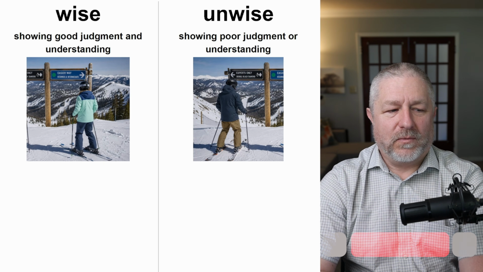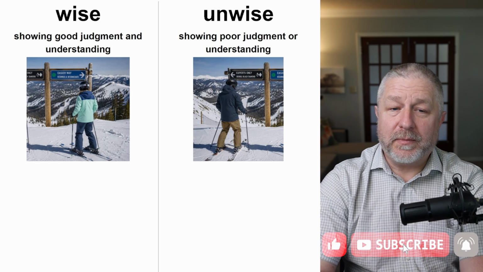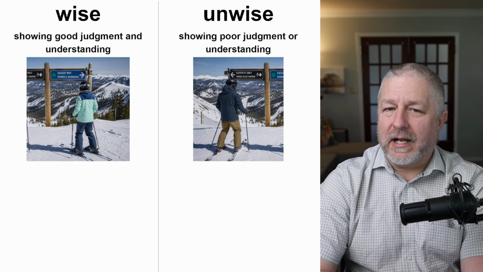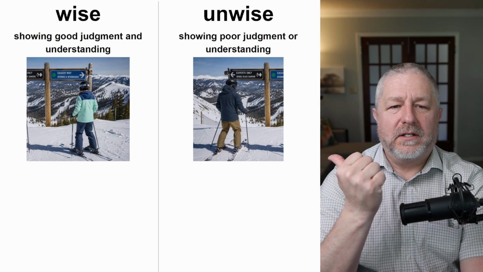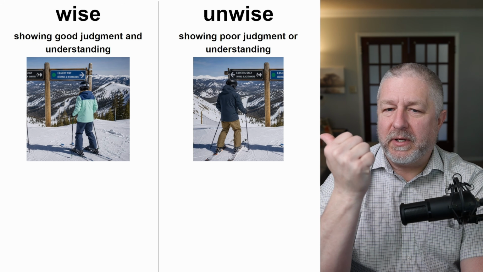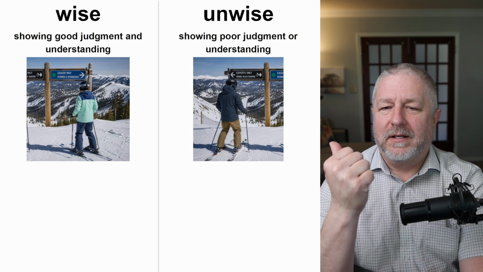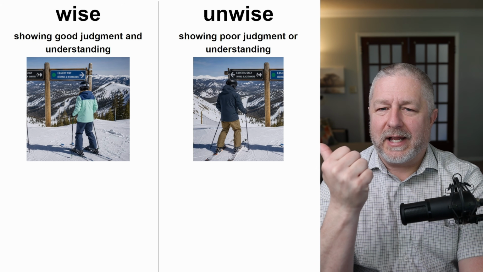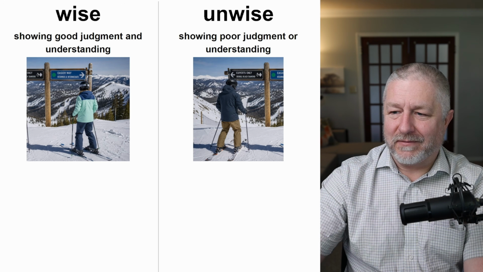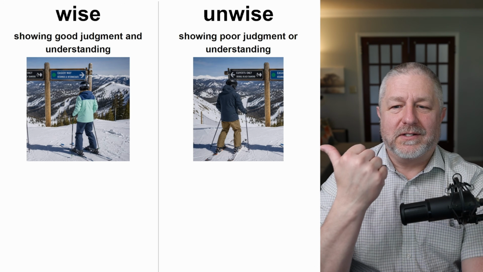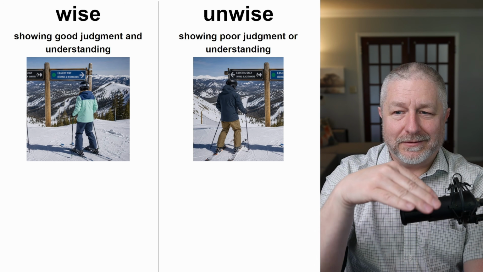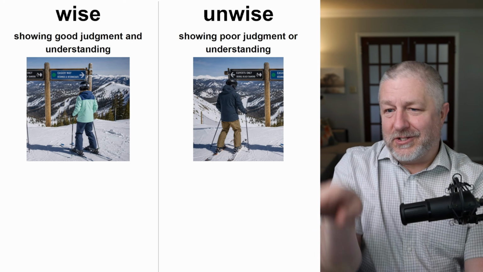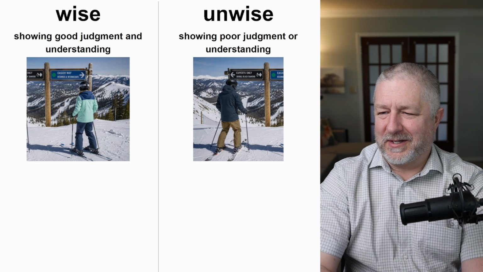Wise and unwise. Wise would be showing good judgment and understanding. And unwise would be showing poor judgment or understanding. So here we have two skiers. It would be wise to go down the easy way. And it would be unwise to go down the very, very challenging experts only part of the ski hill. I have made this decision before. I have made the unwise decision, and then I had to go down really slowly, basically jumping and turning for most of the slope.